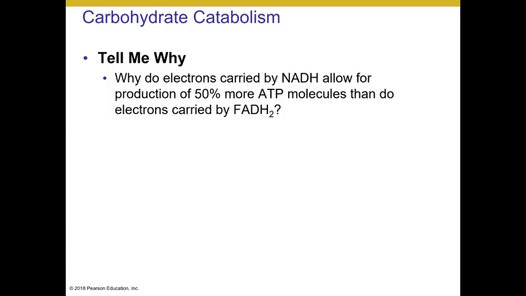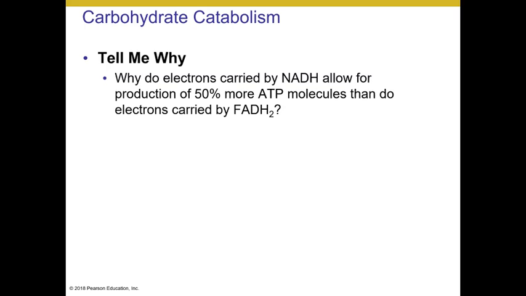This is a good question to think about. Why do electrons carried by NADH allow for production of 50% more ATP molecules than do electrons carried by FADH2? Well, NADH donates electrons earlier in the ETC, pumping more protons and making more ATP, about 3 per NADH, compared to FADH2, about 2 ATP. This explains why starting point in the ETC affects yield.